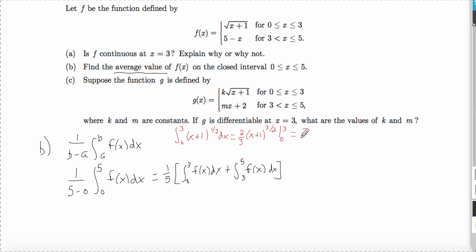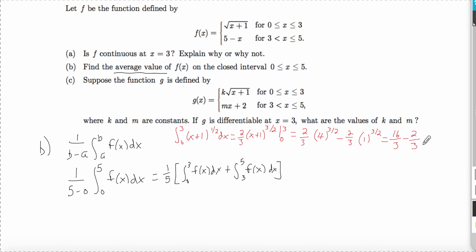So that's going to give me 2/3 times, I'm going to plug in 3, 2/3, 4 to the 3 halves, minus 2/3. When I plug in 0, I get 1 to the 3 halves. So the 3 halves power of 4, the square root of 4 is 2. Cubed is going to give me 8. Times 2 is 16 divided by 3, so that's 16/3. Minus 1 to the 3 halves is just 1 minus 2/3.